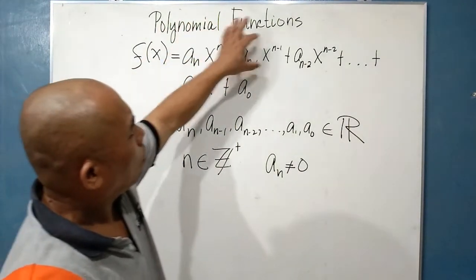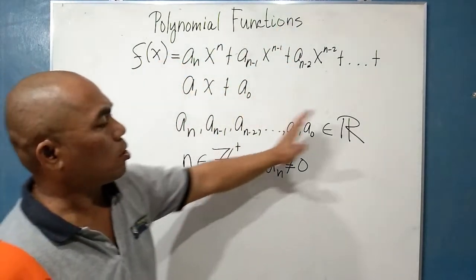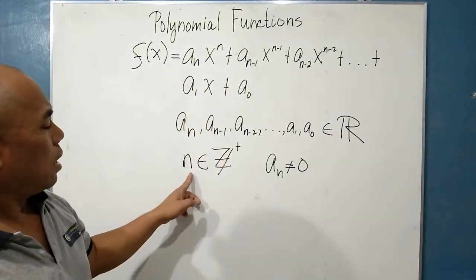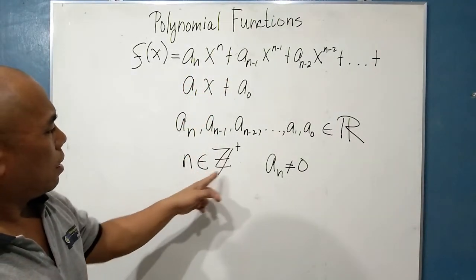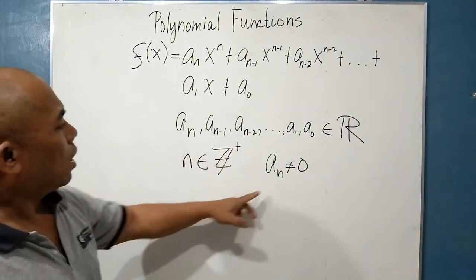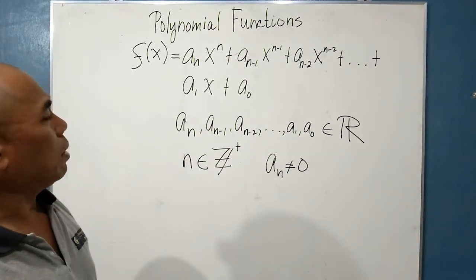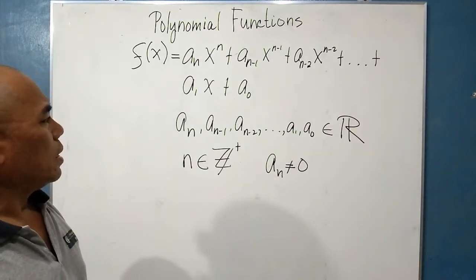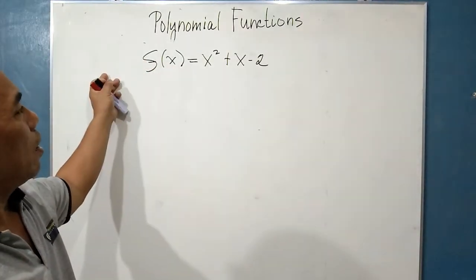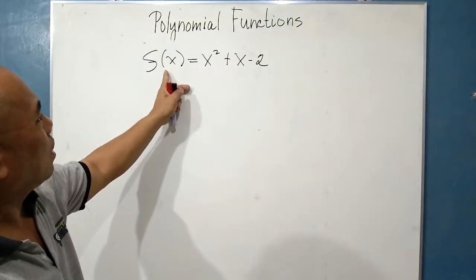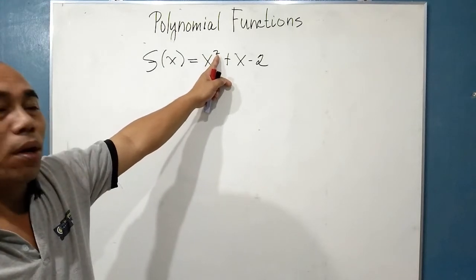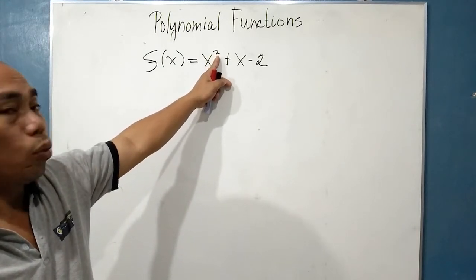And these are what we call numerical coefficients, which are real numbers, and our n is a non-negative or a positive integer, and our a sub n cannot be equal to 0. Now let's have this. Kung tanaw na to na this is a polynomial function of the second degree. That is because our n is equal to 2.